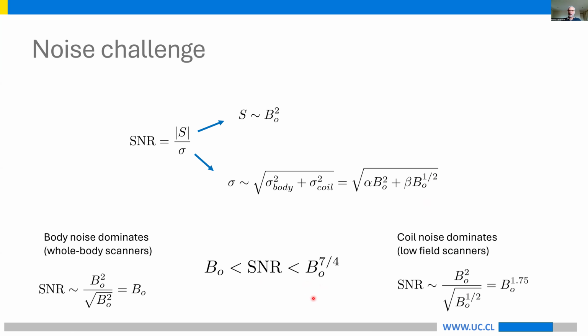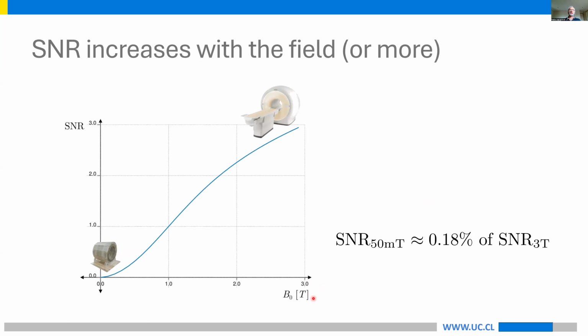But anyway, any of these formulas tells you that SNR increases as you increase the field. And that's the reason there has been a trend worldwide for several years of going to higher and higher fields. 3 Tesla is very common today, and you also have 7 Tesla and even experimentally 14 Tesla.